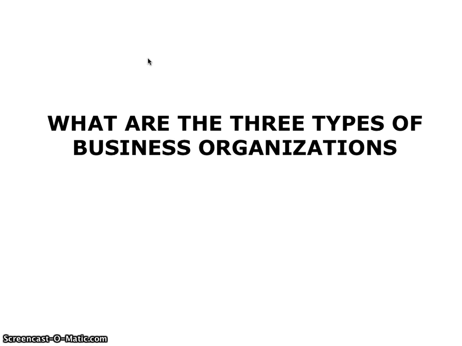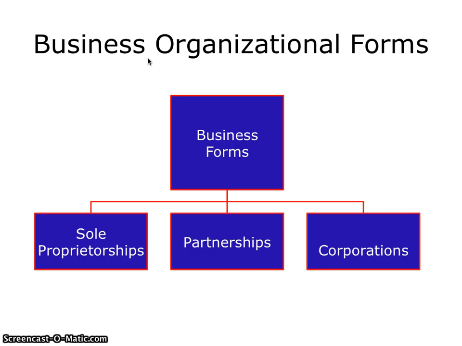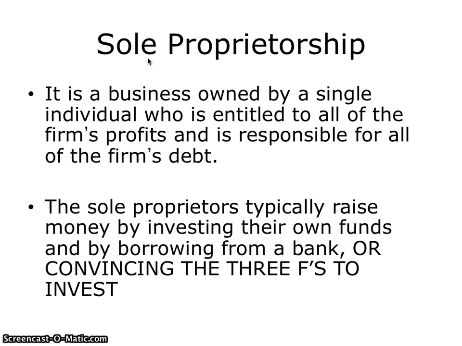First of all, what are the three types of business organizations that can be formed? Well, they're listed here. One is called a sole proprietorship, the other is partnerships, and the third one is a corporation. I'm going to just summarize each of these briefly for you on the following slides.